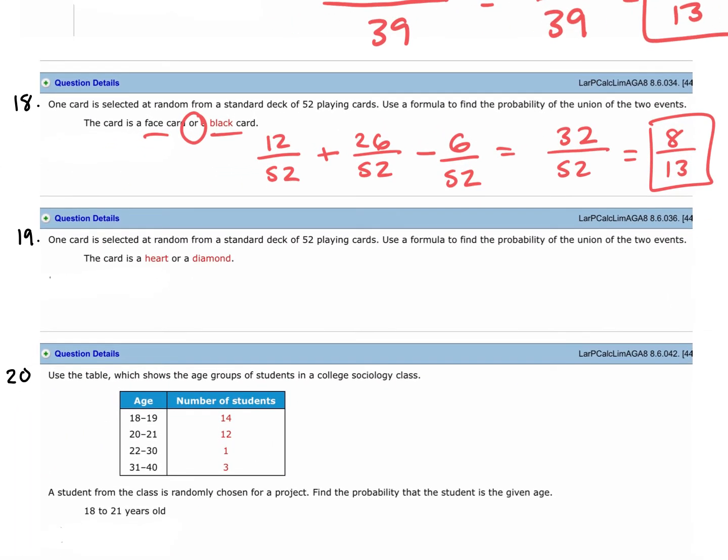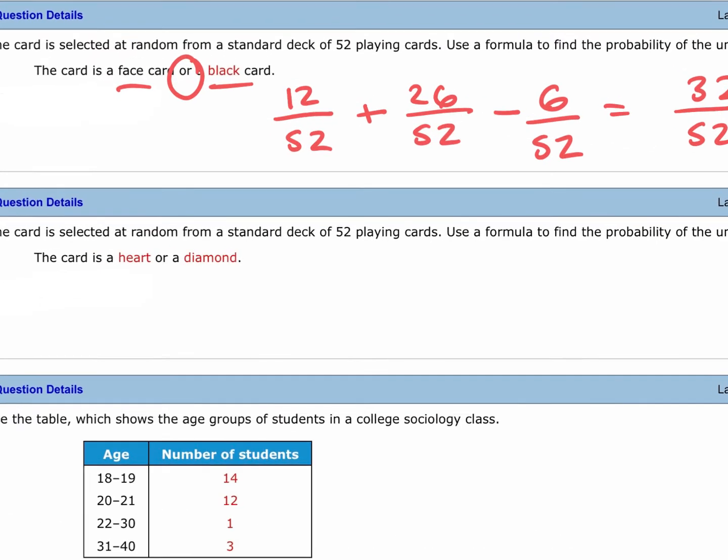Right, one card is selected at random from a standard deck of 52 playing cards. Use a formula to find the probability of the union of the 2 events. The card is a heart or a diamond. So how many heart cards do I have in a deck? 13 out of the 52.